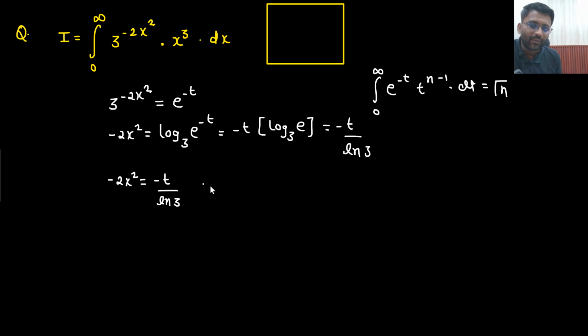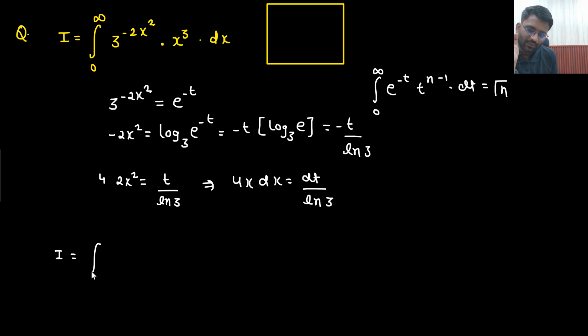Right? So from here what can you see? The minus minus sign gets cancelled out. What are you getting? 4x dx equals dt by ln 3. Right? And what about the limit now? If x is 0, what about the limit? Let's see the limit from this expression. If x is 0, then t is also 0. If x is infinity, then t is also infinity. So the limit is completely clear, right?